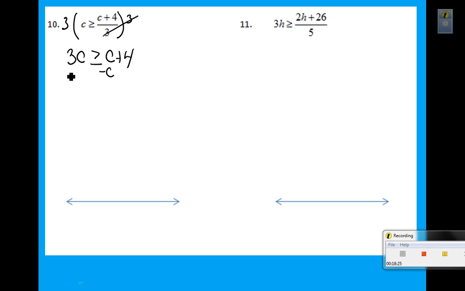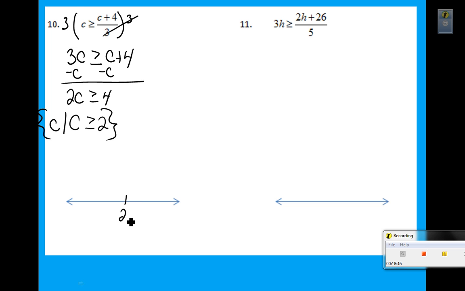I'm going to subtract 1c from both sides. So I've got 2c is greater than or equal to 4. Divide both sides by 2. So I've got c is greater than or equal to 2. I'm going to put the c such that c in front of there. When I come down here, there's my 2, close dot, and I'm going to the right. What two integers is 2 between? Well, it's between 3 and 1.